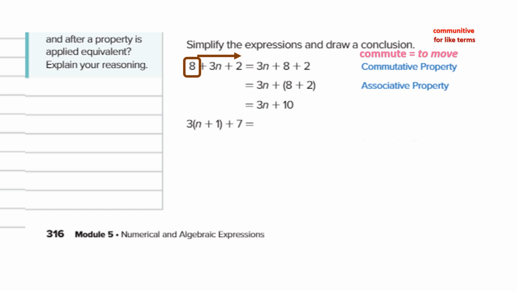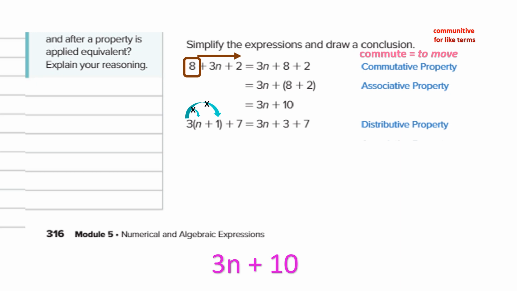Now I'm going to go through the same process with the other expression, but I'm going to first do my distributive property because I multiply into the parentheses. I have 3 times n, keep the addition, and then 3 times 1. Well, when I do my distributive property, 3 times n is 3n, plus I keep my addition sign, 3 times 1, which is 3. Then I have my addition of 7.